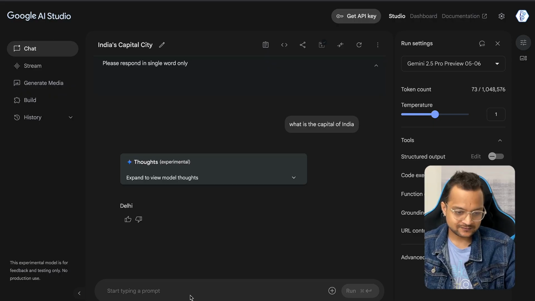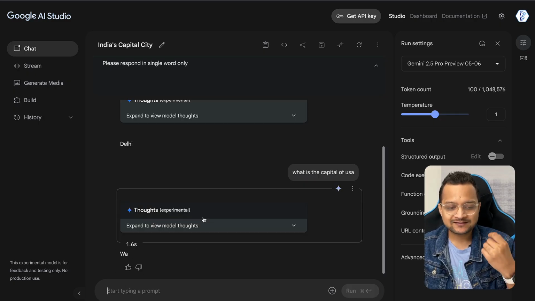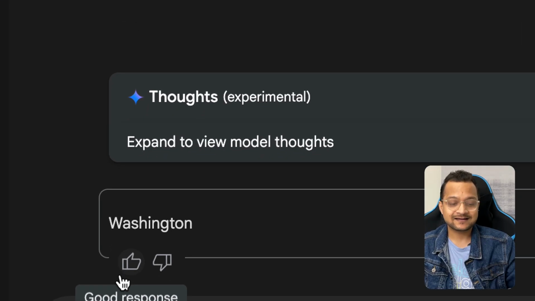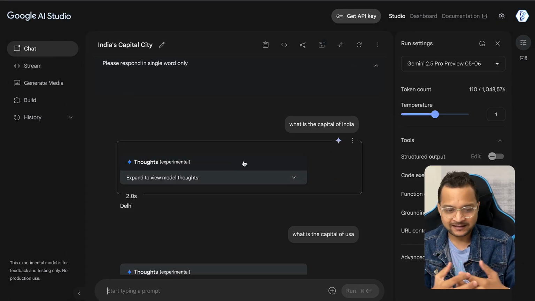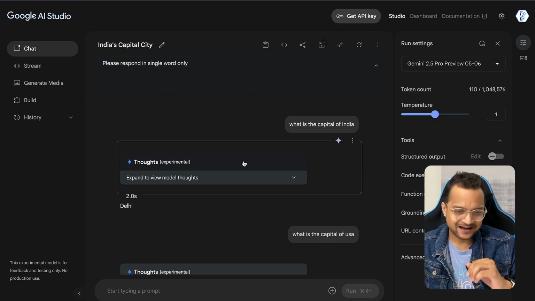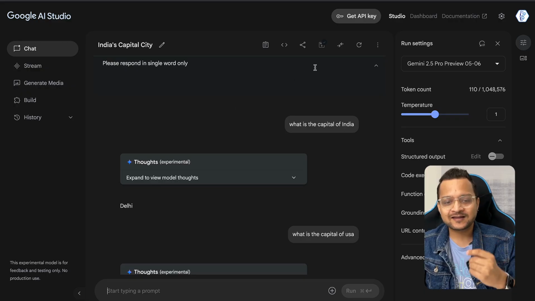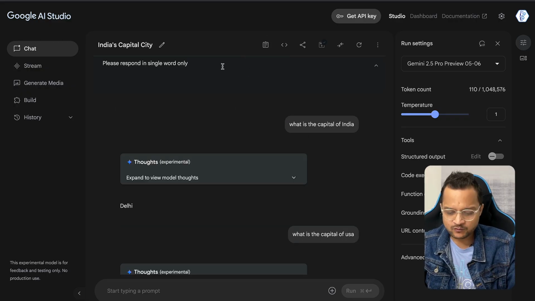Now what is the capital of USA? And if I do this, it's going to once again give me only a single word answer. Remember, previously it was displaying a paragraph, saying the capital of India is New Delhi. Okay, so now the next thing is, what if you want a different style? Let's say you want yes in a single word, but the response must be in binary.